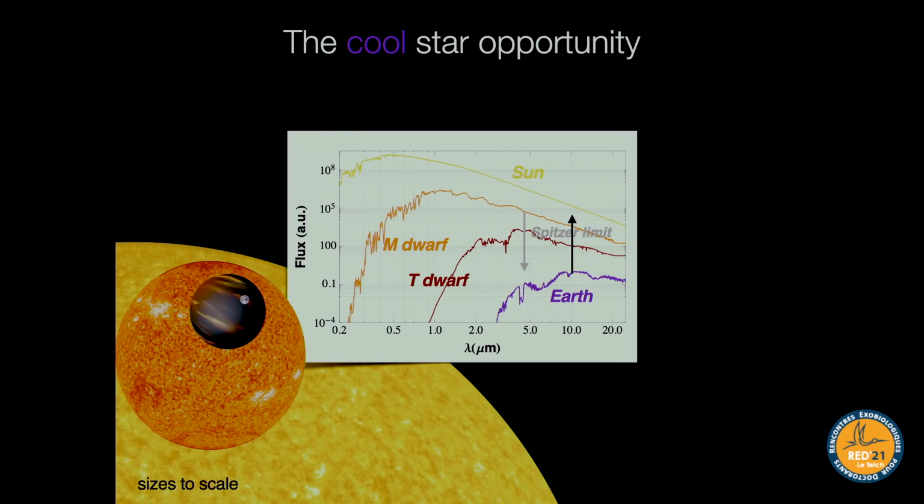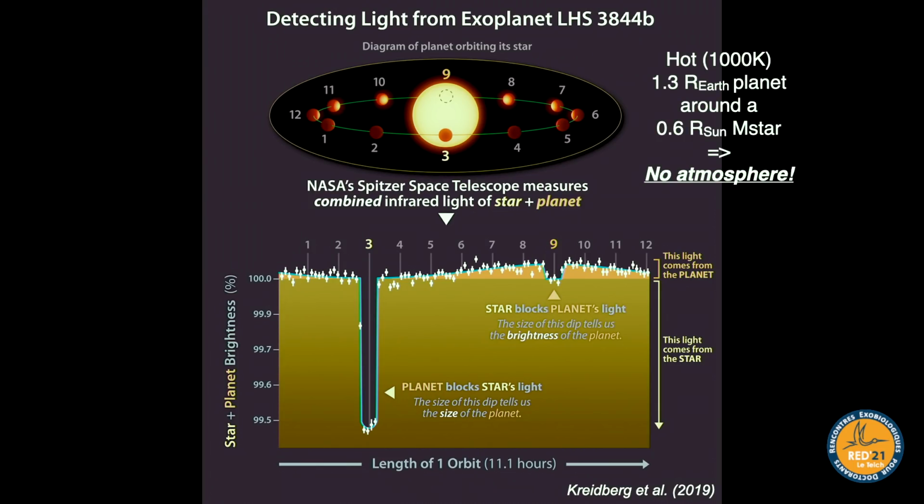But the other thing that you can do if you want to look at a planet with this technique is to pick a planet that is either bigger or a bit hotter than the Earth. And for example, that's what they did with this planet, which is basically a hot 1.3 Earth radius planet around a 0.6 solar radius star. So it's basically an M dwarf. And again, they looked at this phase curve, exactly the same as what we did before.